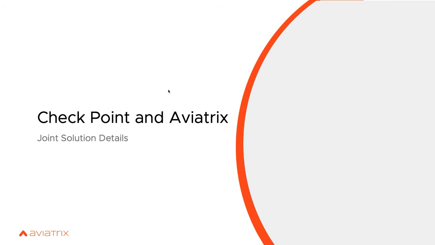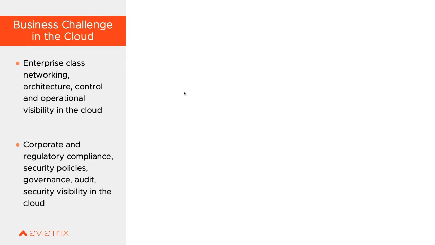Awesome. Yeah, so let's talk about the joint solution that we have with Checkpoint. So what happens is that when enterprises move into the cloud, they are faced with a lot of business challenges. Some of them, Rod already mentioned, are along the lines of networking and security. So when they move into the cloud, they find out that it's very flat out there. There is no architecture in place. And this is where Aviatrix has this MCN multi-cloud network architecture to help customers design and architect the cloud networking in the public cloud.